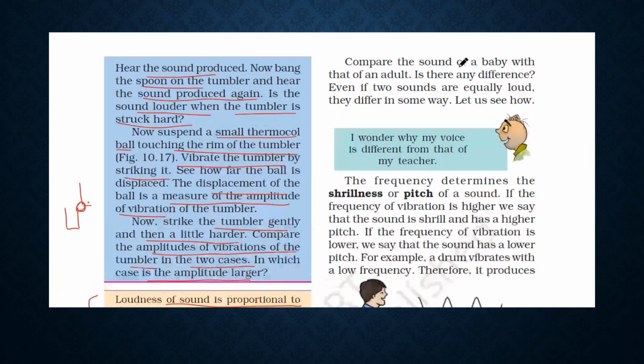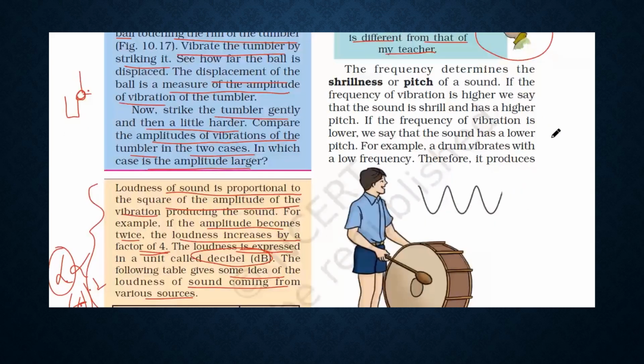Now, compare the sound of a baby with that of an adult. Is there any difference? Even if two sounds are equally loud, they differ in some way. So let us see. "I wonder why my voice is different from that of my teacher." So this is Bujo. He has a question about why his voice is different from his teacher's. That is a difference in pitch.